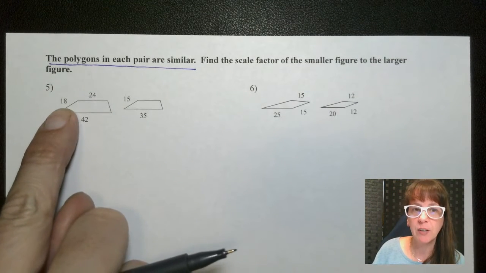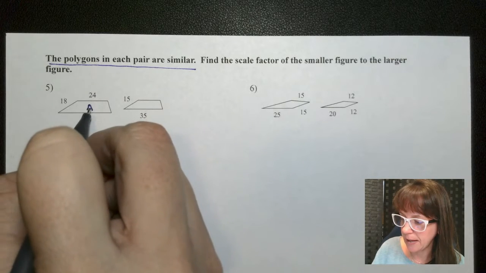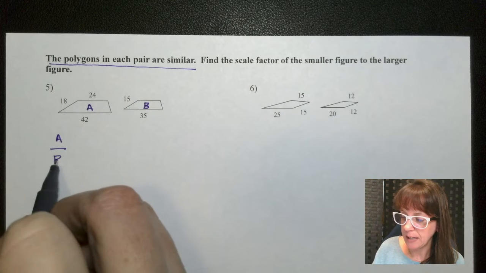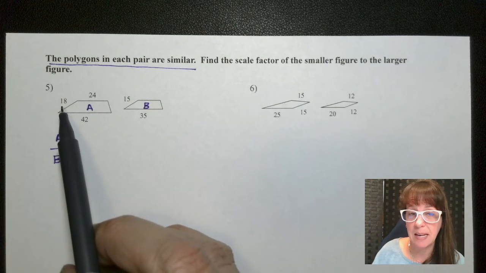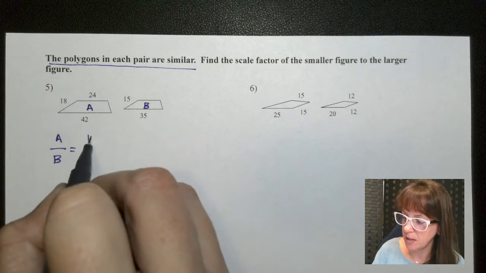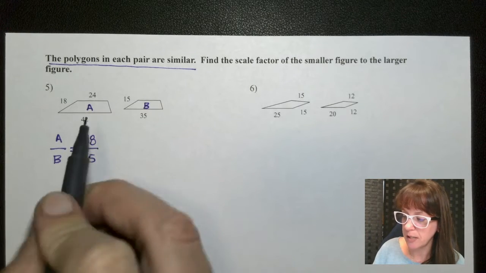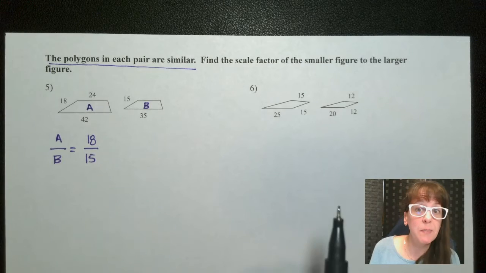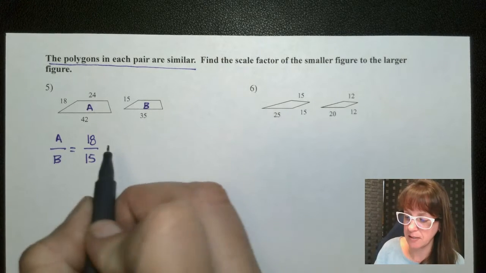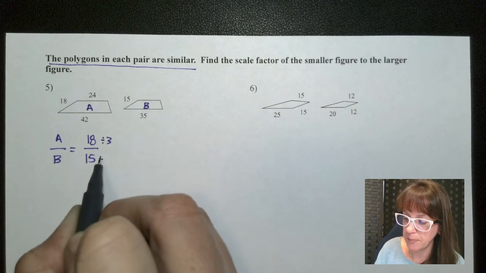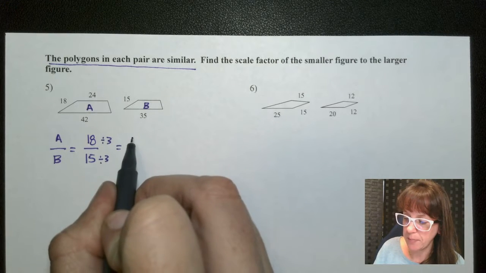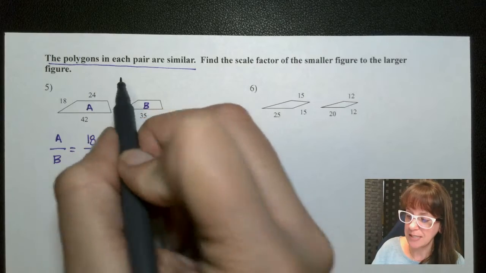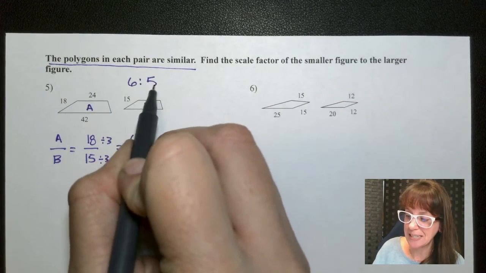We want to compare, like, I'm going to call this figure A and figure B. So from A to B, I want to compare the same things, 18 to 15. I could have also chosen 42 to 35 if I wanted to, but you just need to pick one of those. I think 18 to 15 is a little easier to reduce. So divide that by 3. Upstairs, if we divide that by 3, we get 6. Divide that by 3, we get 5. So our scale factor here is 6 to 5.